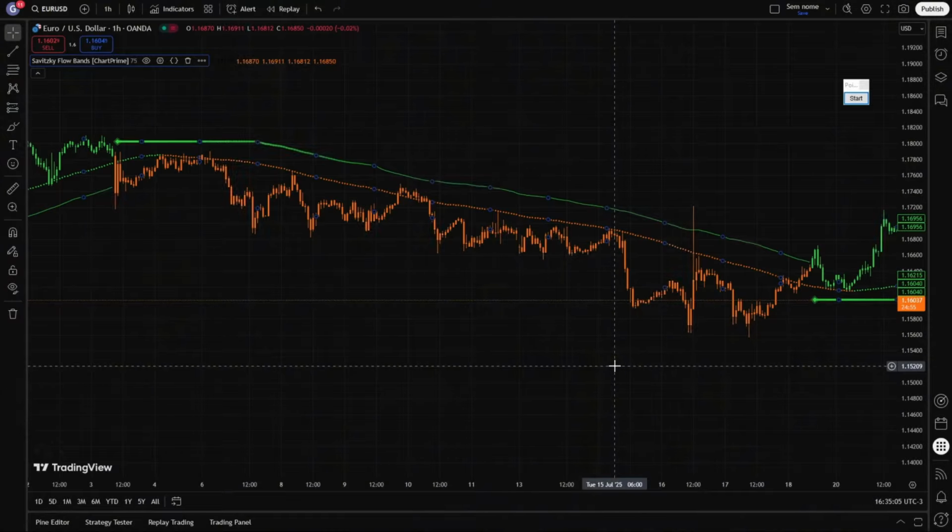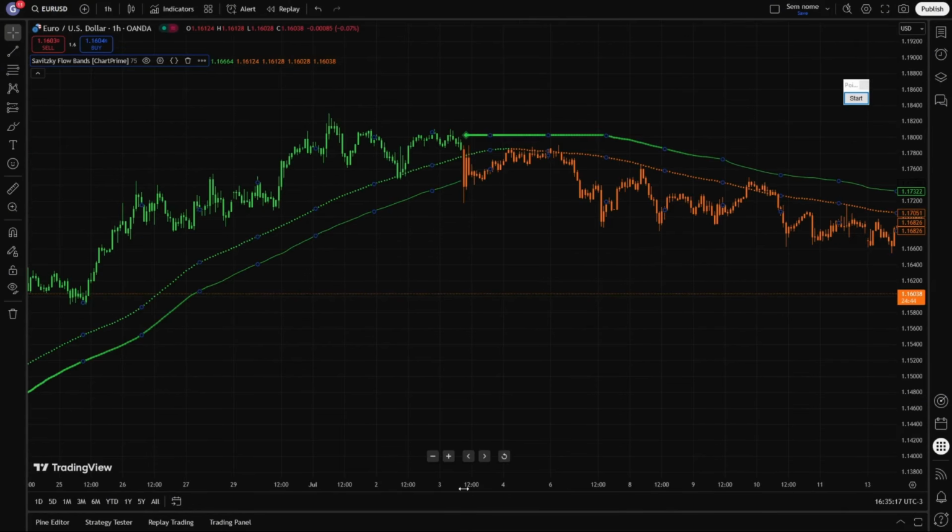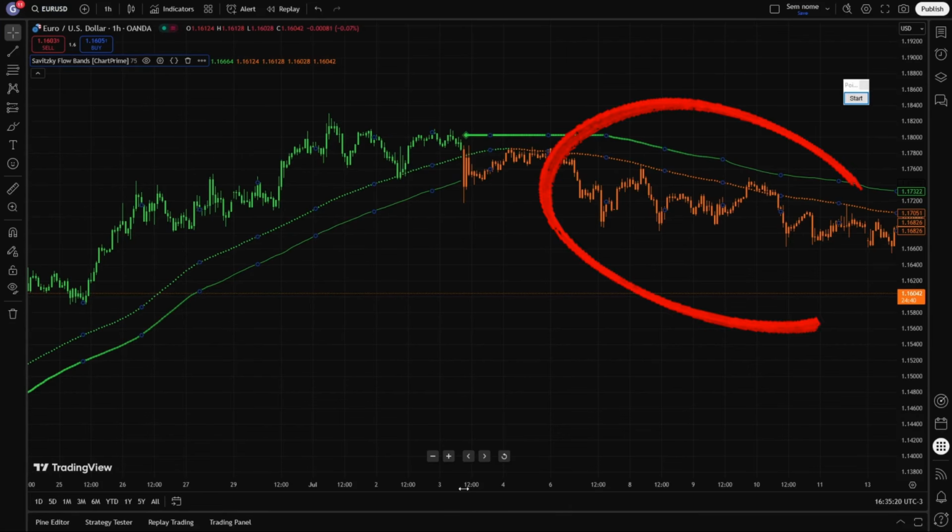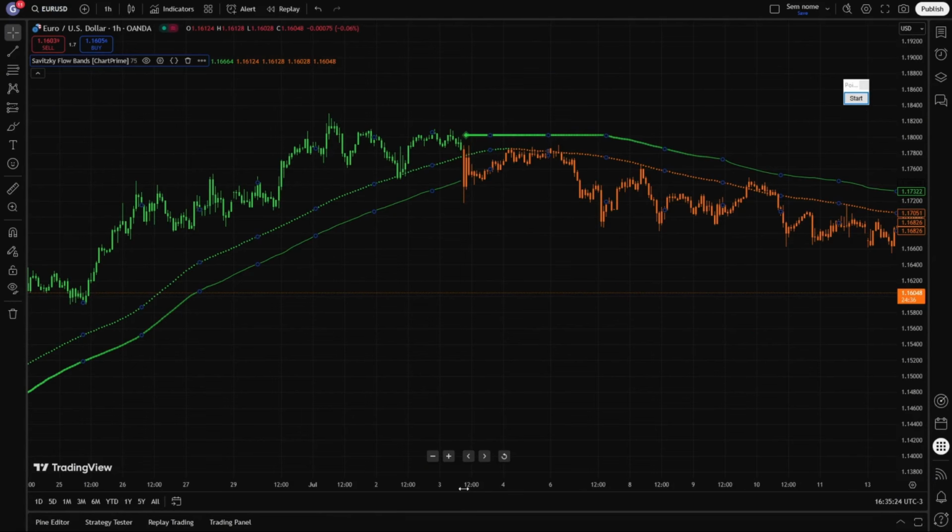Now you must be wondering, how do I use this indicator to trade? The first thing we can use it for is simply to see the trend. Green with green candles, look for buy setups. Orange with orange candles, look for sell setups. I love trading with this indicator using pullbacks.